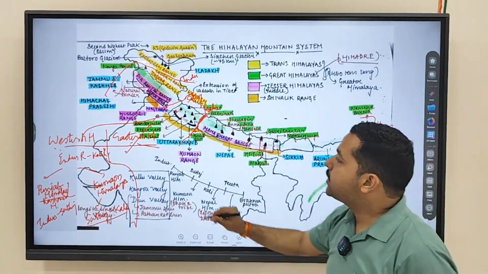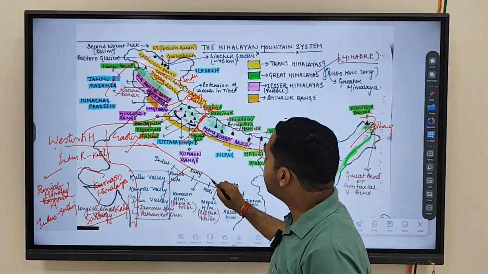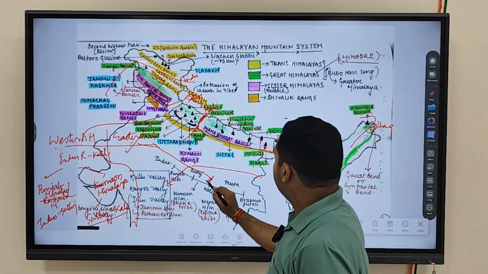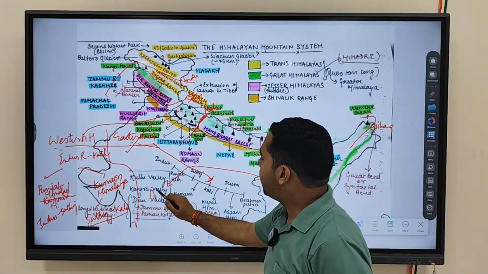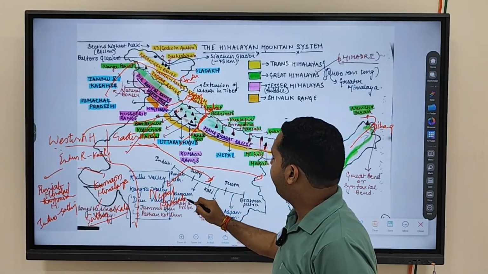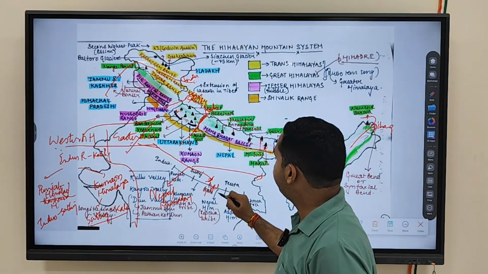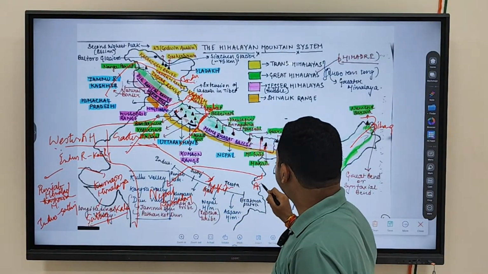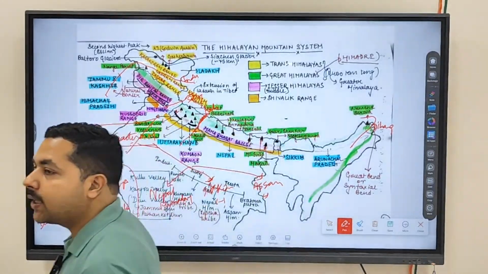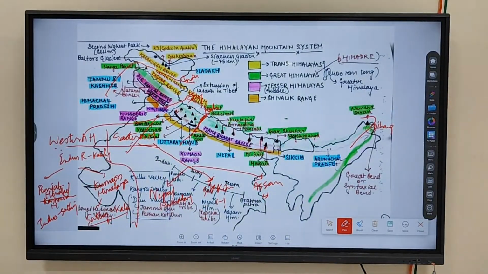Fine. Now Eastern Himalayas is further divided into three types. These are referred to as Nepal Himalayas, Sikkim Himalayas, and Assam Himalayas.